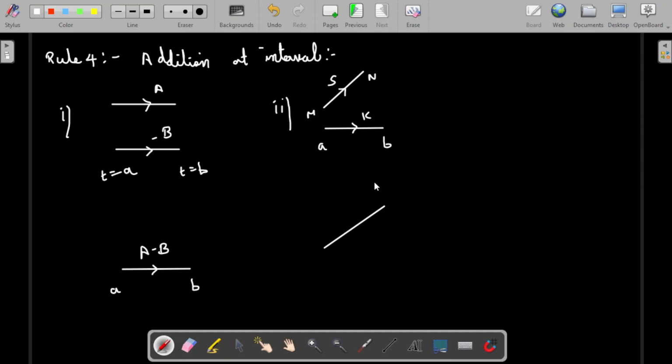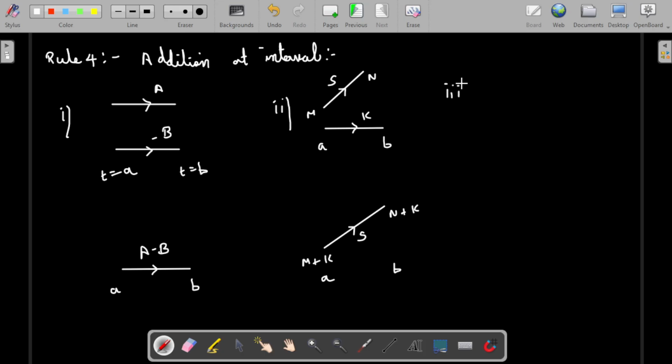Now what will happen is that this value will be changed to M plus K, and this value will be changed to N plus K. The value K will be added to both the endpoints, and the slope will remain as it is. Yes, so this is at A, and this is at B. So this is how, when we add a slope and a value, it gets changed. I hope you guys are getting it.